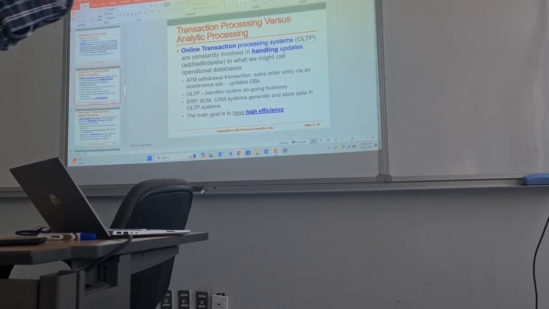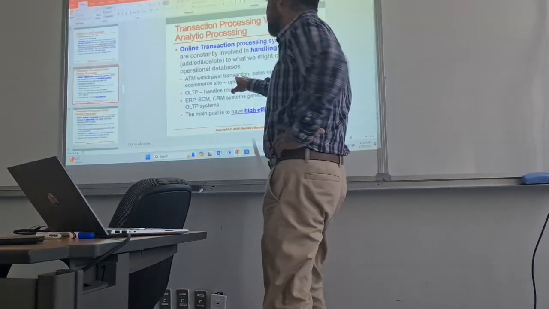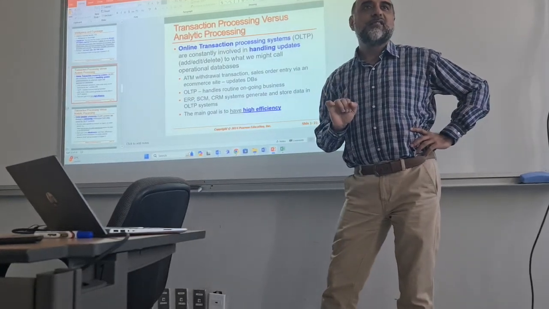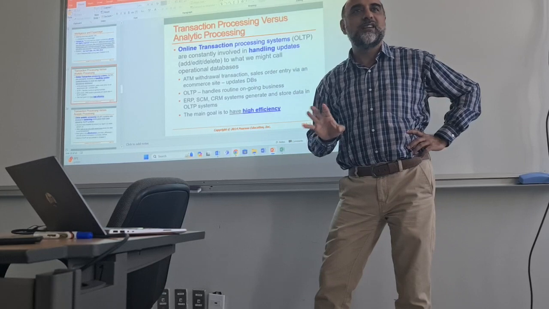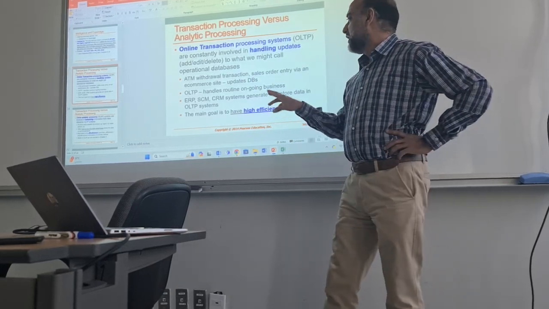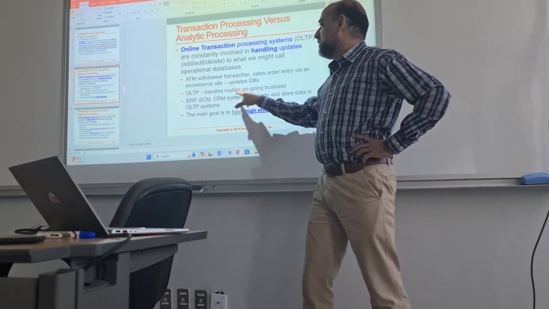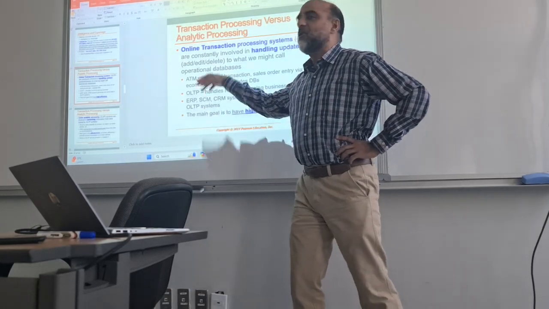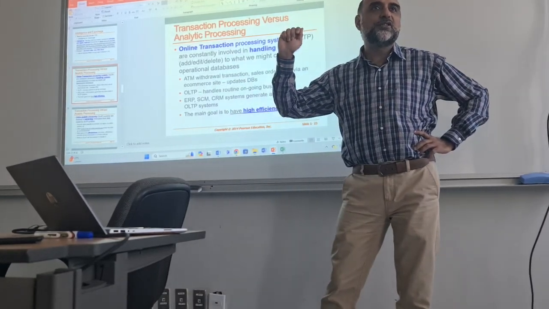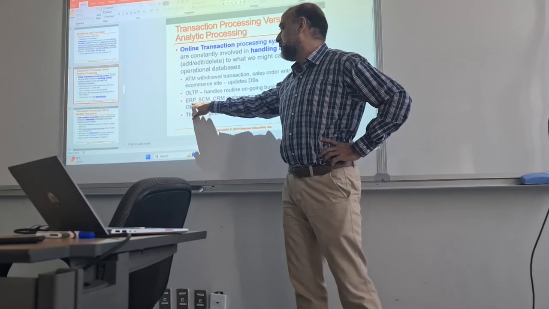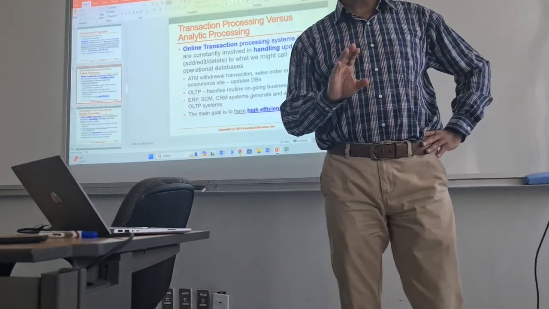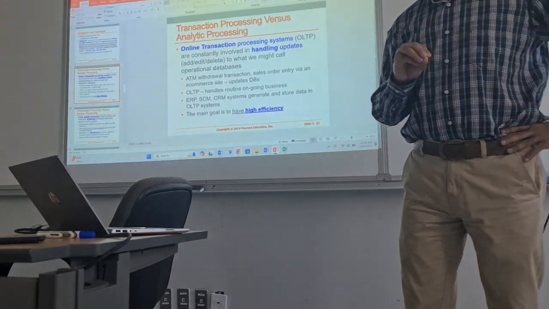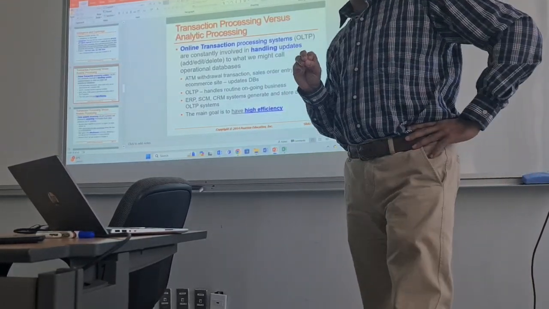Every transaction is recorded. So that's why at an ATM machine, you draw 100 reals, even as small an amount as 50 reals, it's a transaction. It goes into the database, right? Even e-commerce sites, you buy something, each transaction is recorded. Enterprise resource planning, supply chain, customer relationship, all those basic transactions go into OLTP, the online transaction processing system.